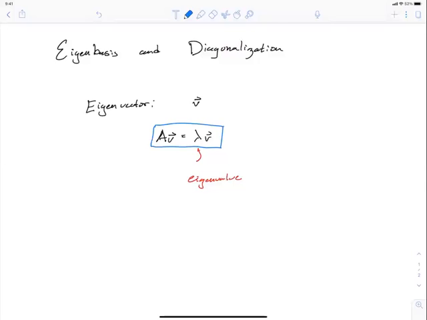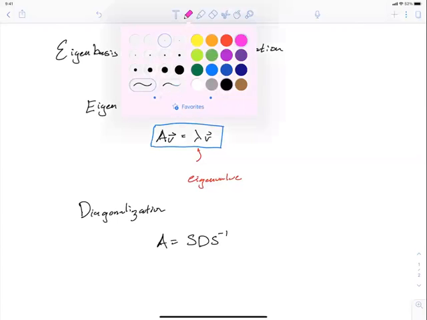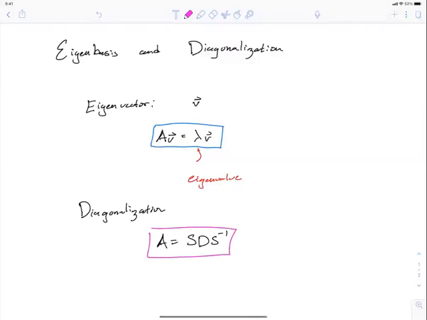One major consequence of this is diagonalization, which says that in many cases, but not all cases, we can write A as SDS inverse. Now, this is one major consequence of eigenvectors, but it is not the essence of an eigenvector. So don't jump to this every time you're asked to do something with an eigenvector. This is just one big thing you can do with it, but not the main thing. The main essence is this one.